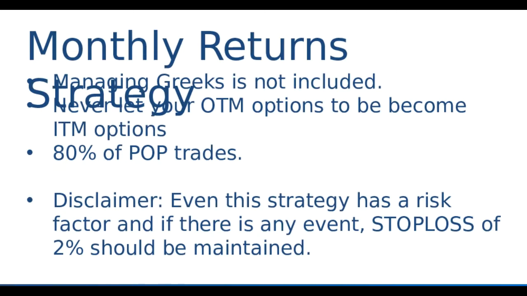rules that we have for the strategy. Yeah, here we are not talking about Greeks at all. It is very, very simple, easy to construct, simple to understand as well. And the main thumb rule is never let your OTM options become ITM options. What is an OTM and what is an ITM?